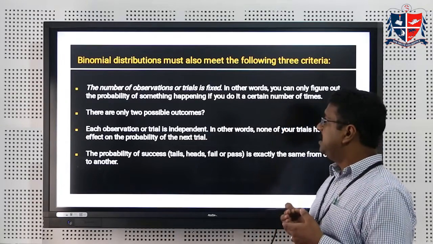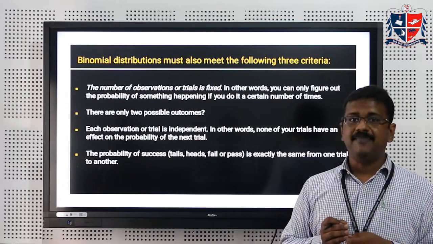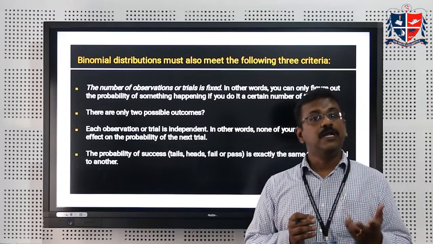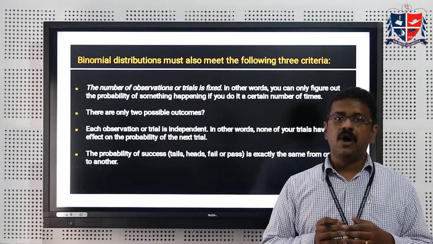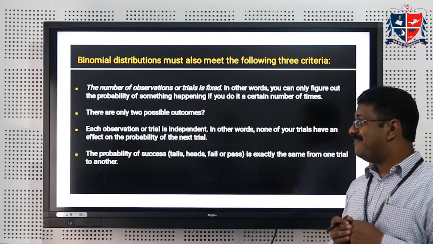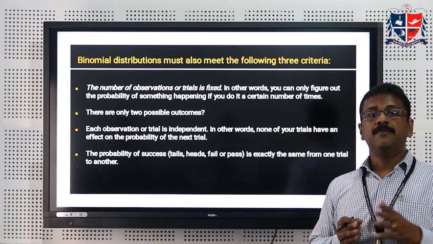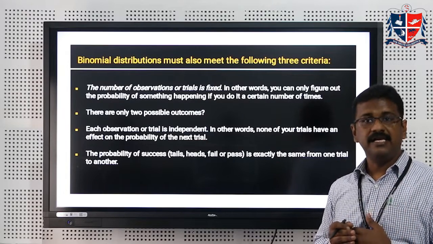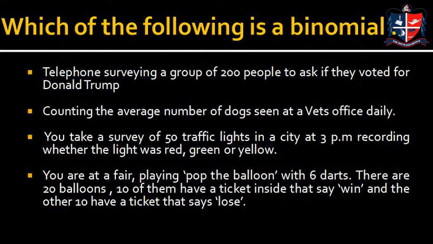Binomial distribution must meet the following four criteria. Number one, the number of observations or trials should be fixed. In other words, you can only predict the probability of something happening if you do it a certain number of times. Second, there are only two possible outcomes. Third, each observation or trial is independent. In other words, none of your trials have an effect on the probability of your next trial. And last, the probability of success is exactly the same from one trial to another.